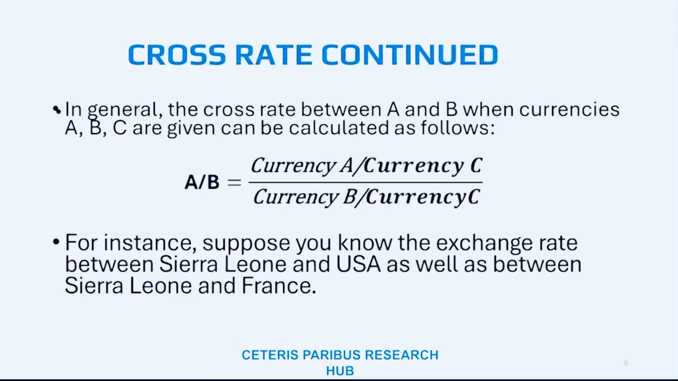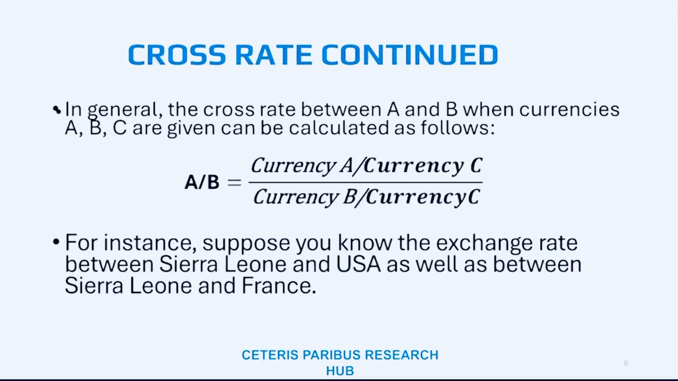But in general, the cross rate between A and B, when you have three currencies A, B, and C, and you know A and C, and you also know B and C, can be calculated as follows. A given B, that is A in terms of B, is equal to the exchange rate between A and C divided by the exchange rate between B and C, where in both cases currency C is serving as the quoting currency.